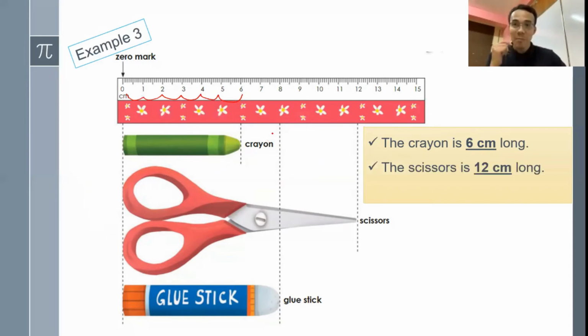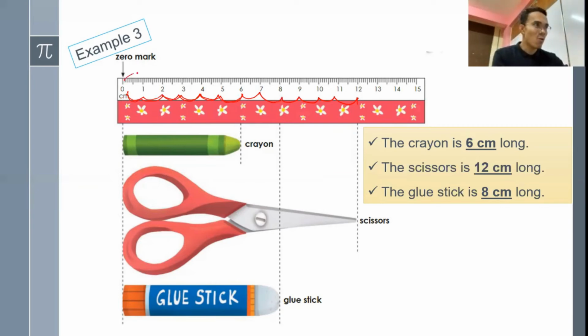Next, the pair of scissors is 12 centimeters long. From 0, you do the same thing, from 0 up to 12. That's 12. So we have 1, 2, 3, 4, 5, 6, 7, 8, 9, 10, 11, 12. And the glue stick is 8 centimeters long. Let's see. We have here 1, 2, 3, 4, 5, 6, 7, 8. That's the length of the glue stick.